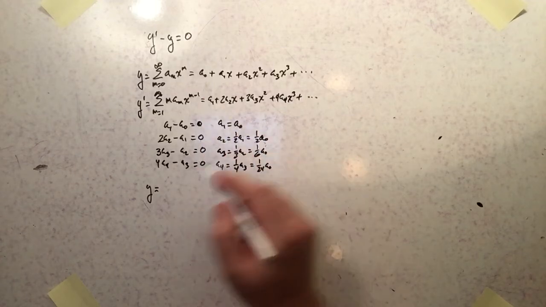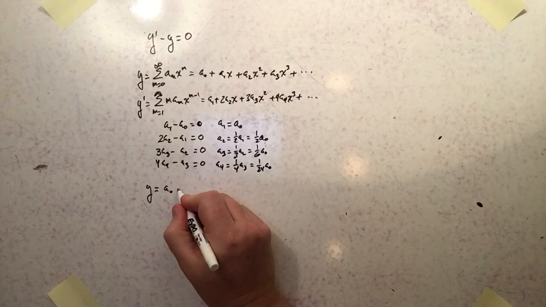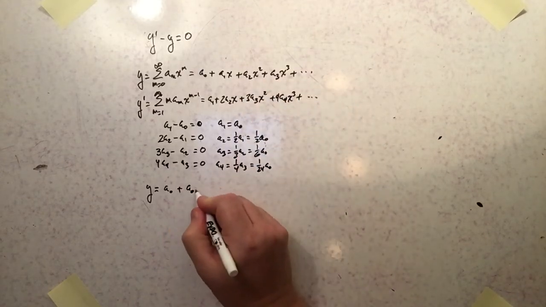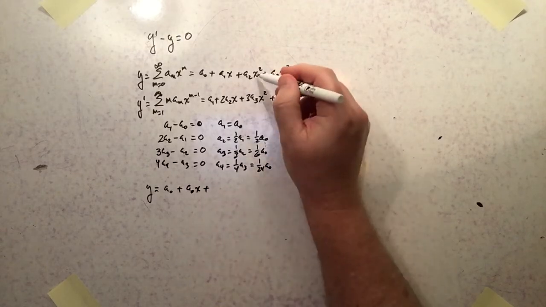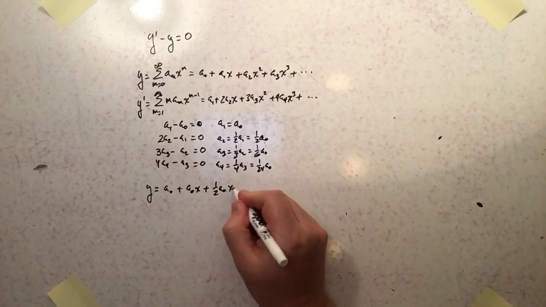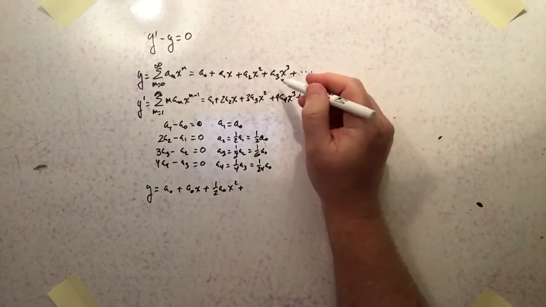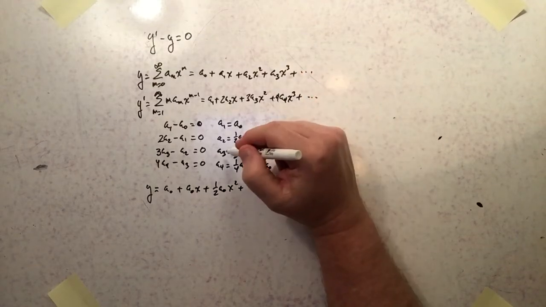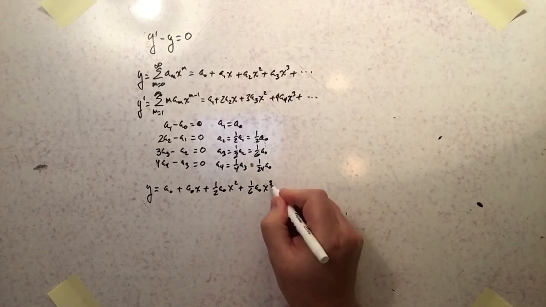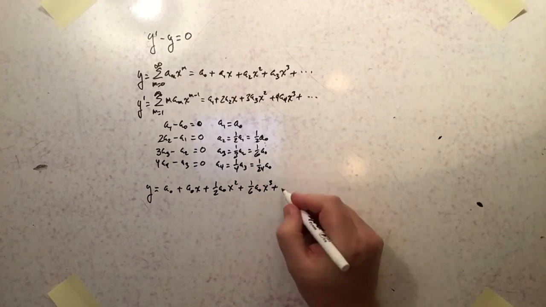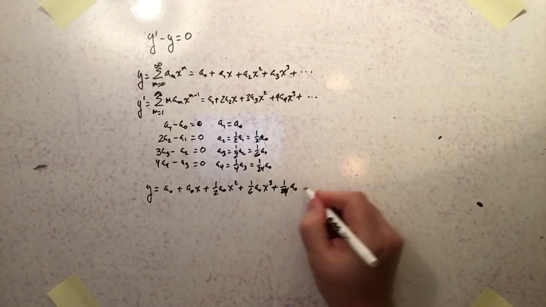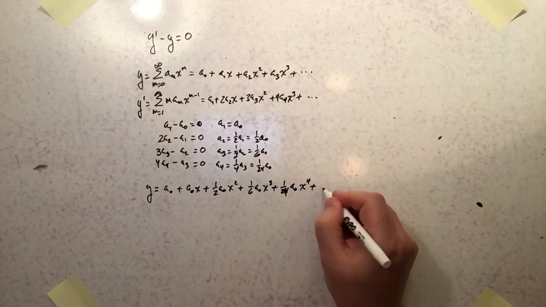I know the first term of it was a0, and that exists. The next term of it was a1 times x. Well, a1 is also a0, so it's a0 times x. The next term was a2 times x squared. Well, a2 is 1/2 of a0 times x squared. And then the next term was a3 times x cubed, and a3, of course, is 1/6 of a0 times x cubed, and on and on. The next term is going to be 1/24 of a0 times x to the 4th, and it continues.